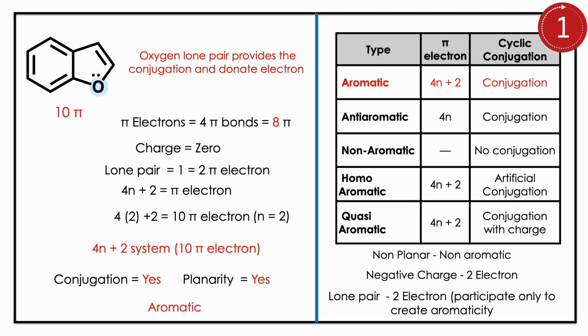If you count the pi electrons, it is 4 pi bonds with 8 pi electrons. Charge is 0. Only one lone pair participates, so 2 pi electrons. So it is a 4n plus 2 pi system with 10 pi electrons, where n equals 2. Conjugation is definitely there because the lone pair supports it, and planarity is also there. So 4n plus 2, conjugated, planar means the given compound is aromatic.